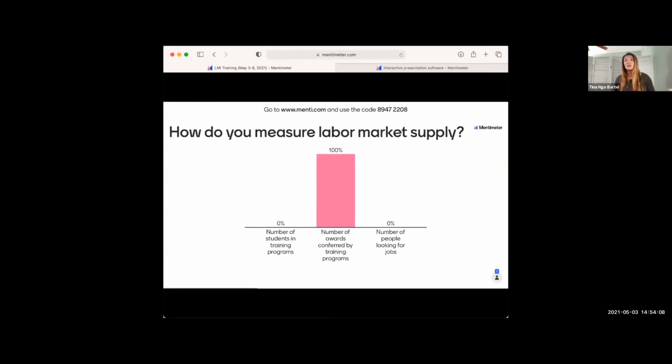Okay, so how do you measure labor market supply? Do you measure it by counting the number of students in training programs? Do you measure it by counting the number of awards that training programs provide? Or do you count it by the number of people looking for jobs?